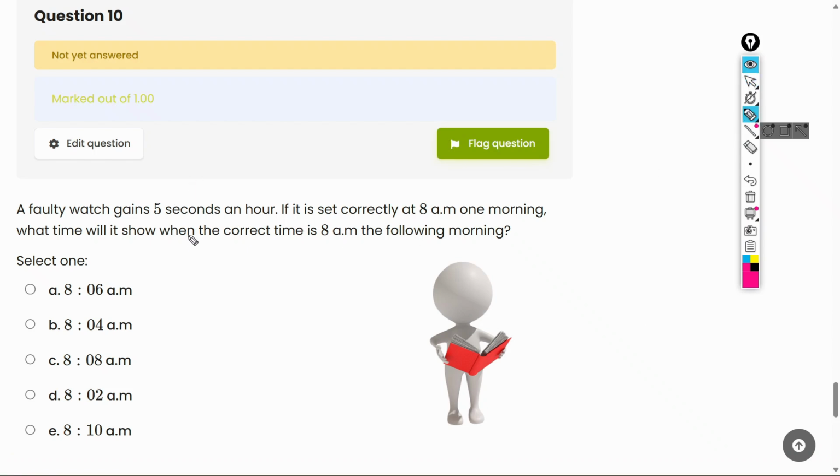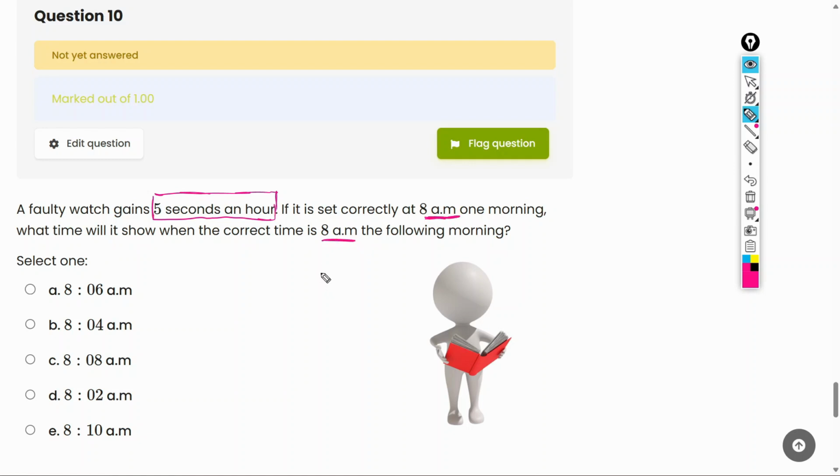So a faulty watch gains 5 seconds an hour. If it is set correctly at 8 a.m. one morning, what time will it show when the correct time is 8 a.m. the following morning? So this means that for every 1 hour, there's an extra 5 seconds on the time. So let's figure out how many hours there are from 8 a.m. one morning to 8 a.m.